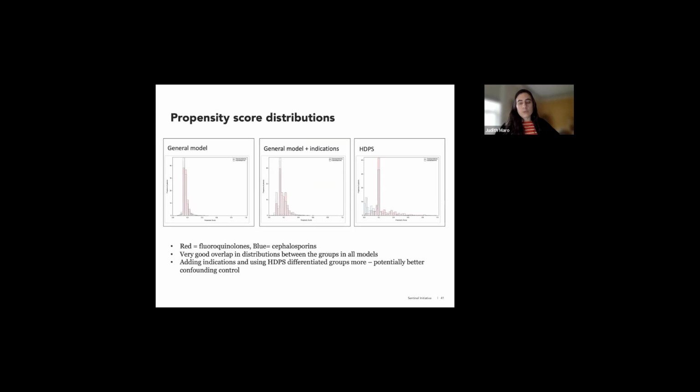This is just a really brief look at the different propensity score models and how they look. So you see here is the general model. As we add indications, we get more differentiation between these red and bluish bars. And then when we add a high dimensional propensity score technique, we get even more differentiation. So we start to see more separation as we add more covariates.